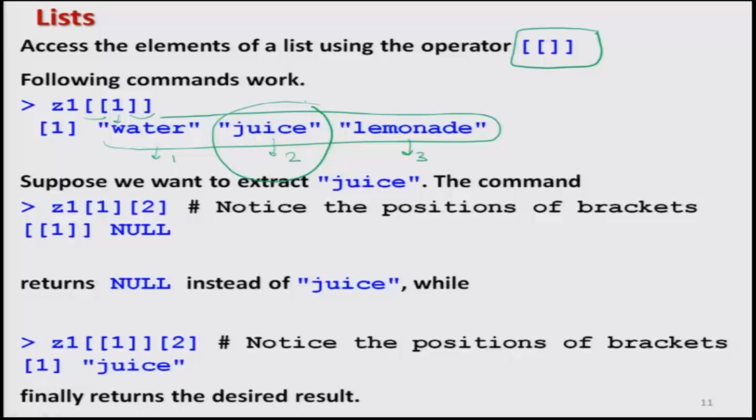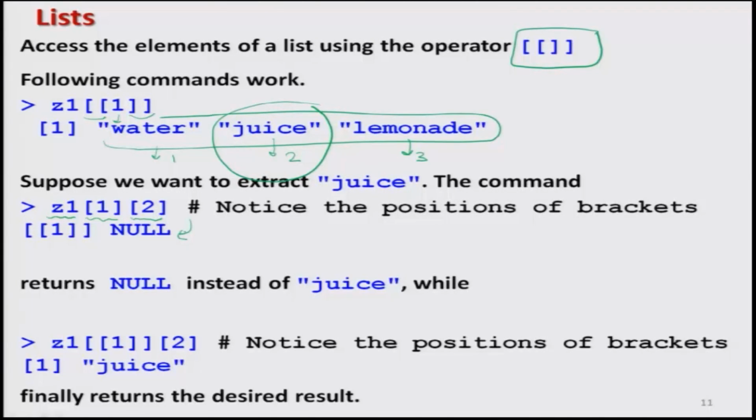What I try to do here, I write down here Z1, the name of the list. Inside the bracket I write the first element, and then I write in another bracket the position number 2, and we believe that this is going to give us the information about juice, but as soon as you enter here you get null, and we do not get here juice.